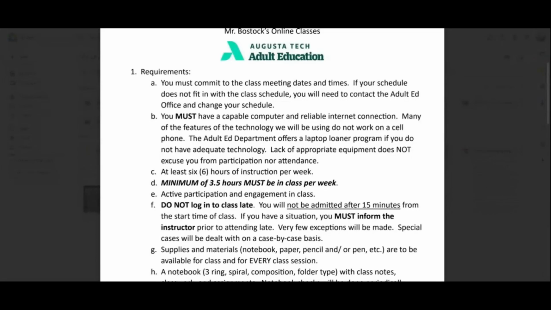Part E, active participation and engagement in class. You've got to be participating in class. I keep a checklist. I don't know if you can see on my camera, but I have a checklist where I take notes during every single class. Who's participating, who's answering the questions, who's doing the warm up, and who's not doing the warm up, who's leaving early, who's showing up late, etc. So I keep notes on everything.